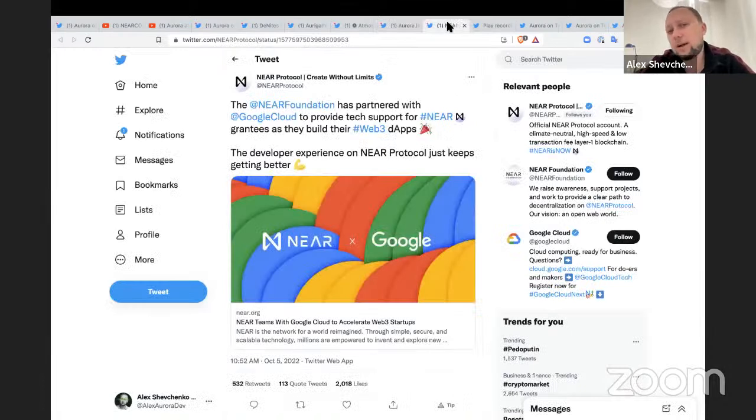And there is one announcement that is not particularly connected with Aurora specifically, but it is pretty important for us since Aurora is working on top of the Near protocol. So Near Foundation has partnered with Google Cloud, and within this partnership, for example, Near nodes are able to be spun up on Google Cloud infrastructure extremely easily.